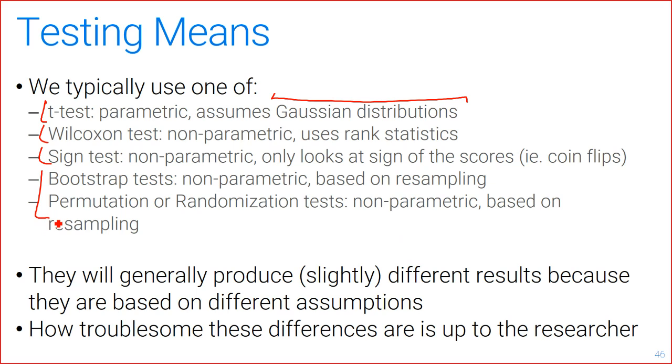So they are generally going to produce slightly different results. The p-values that you're going to get from these tests, even though they're testing the same hypothesis, are going to be slightly different because they're based on different assumptions. And the thing is, how much of a problem it is to have those differences is completely up to the researcher. And what I personally always suggest is run multiple of them, run like the t-test and the Wilcoxon test. If they agree with each other, then fine. If they disagree with each other, then look closer at your data and collect more data because there is something going on.